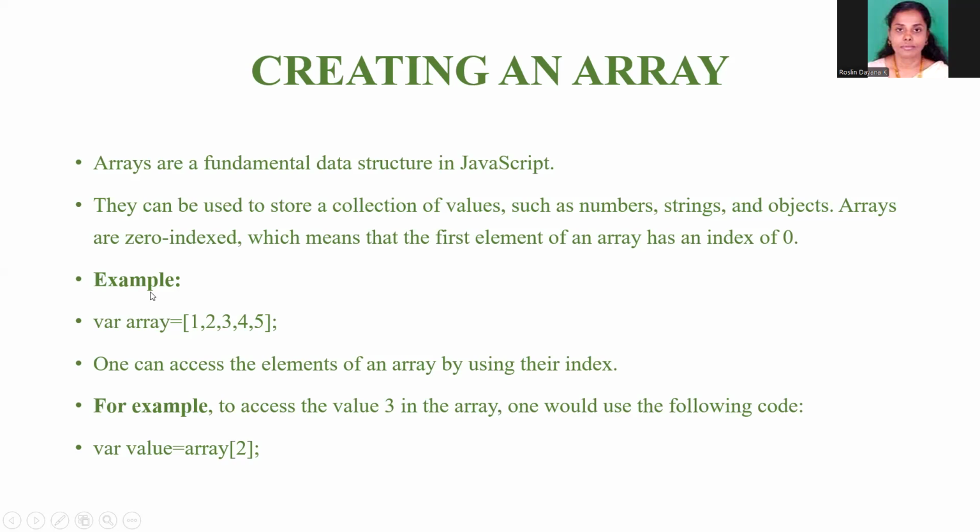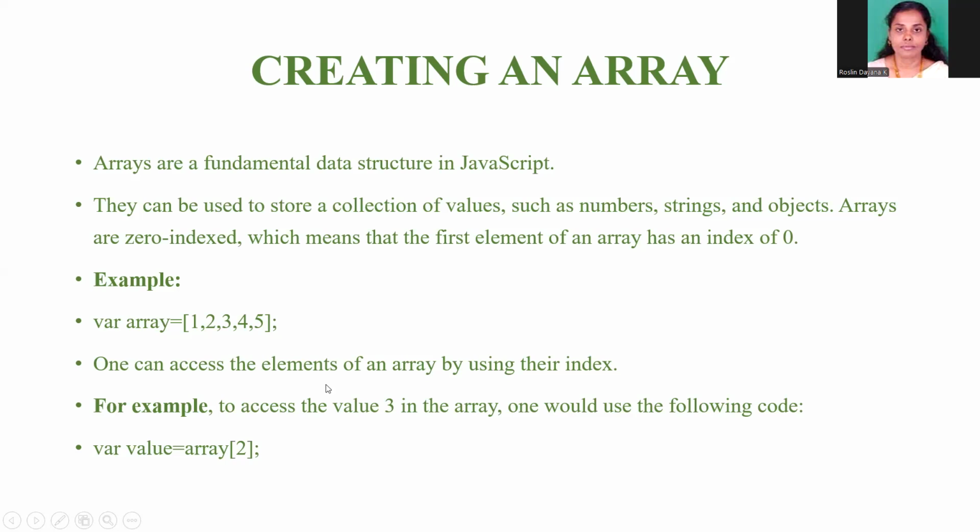In JavaScript, arrays are declared in the following format. We use the keyword var, then the array name. Here it is array, which is equal to a collection of values enclosed within square brackets. Here 5 values are there. They are separated by commas.